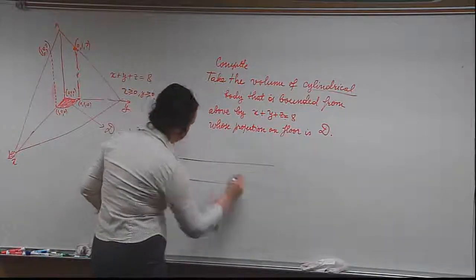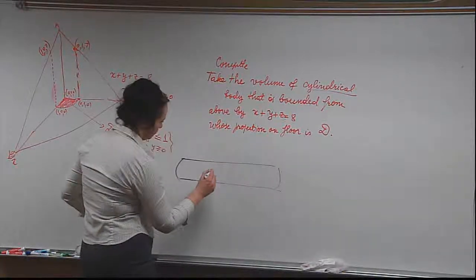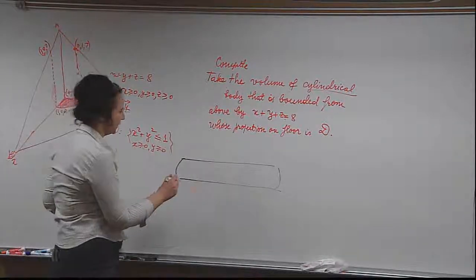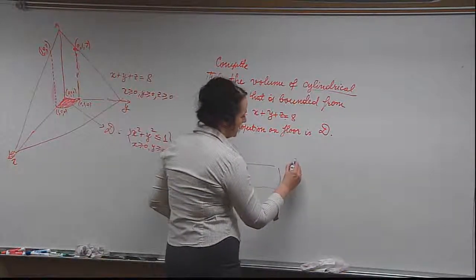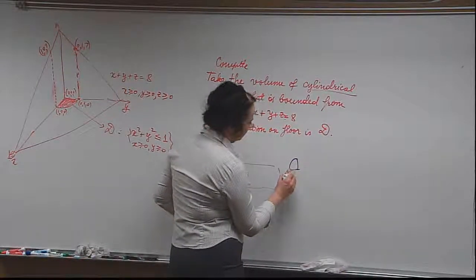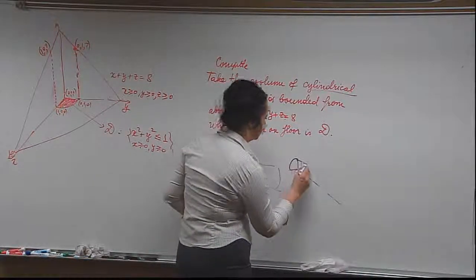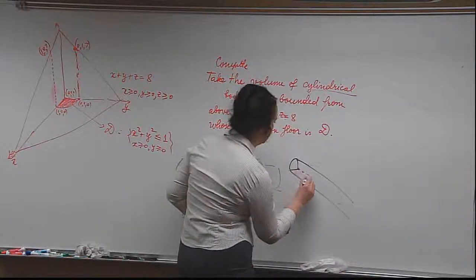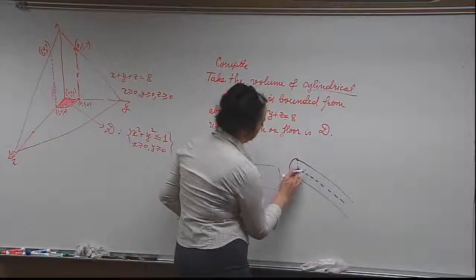And then we slice like that, so we have something like a quarter. How can I draw this? Okay, this is what it is. You don't see this part.